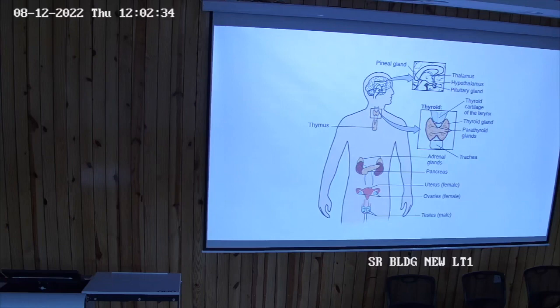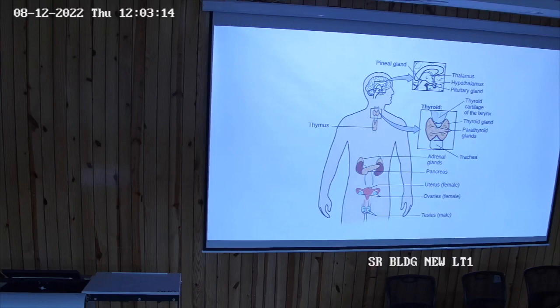Then we see the gonads: the ovaries and testes are present. So another part of the endocrine glands is the gonads, both male and female. Besides all these, the rest of the glands also include the placenta. The placenta is also part of the glands.